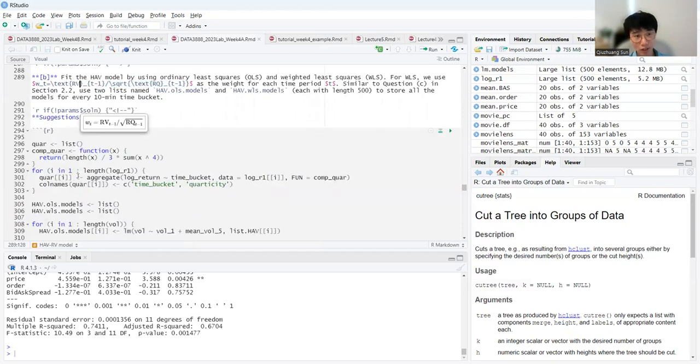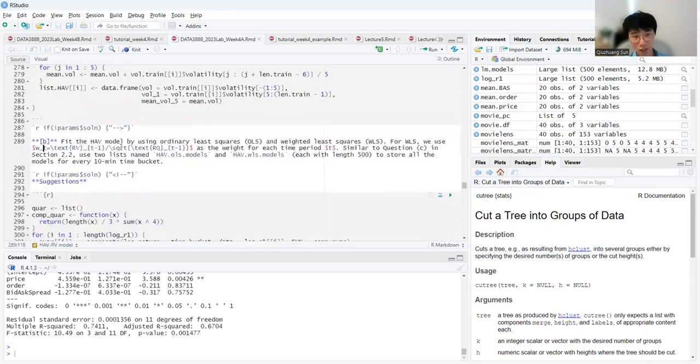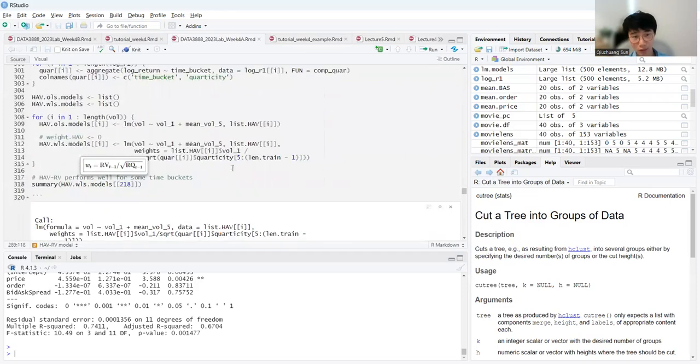Essentially, the code here just computes the corresponding quantity. And then I just input this formula, the realized volatility divided by the realized quantity. Here the weight is the realized volatility divided by the realized quantity. The weight here is just the copy paste of this mathematical formula into R. Then this is a more robust, more efficient method using the weighted least squares to fit the HAV model.